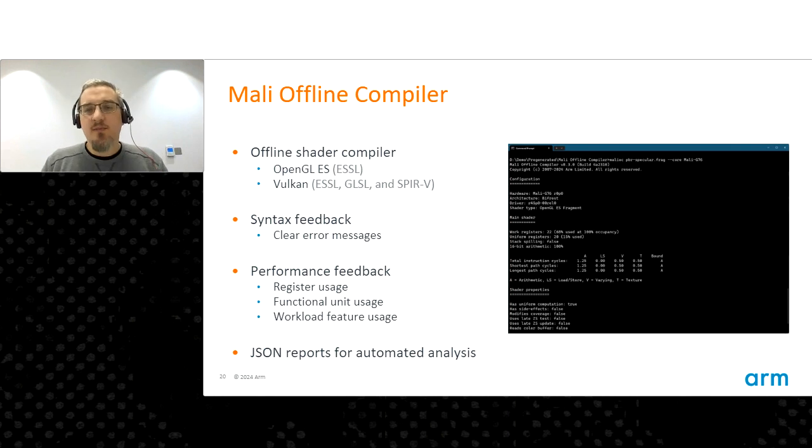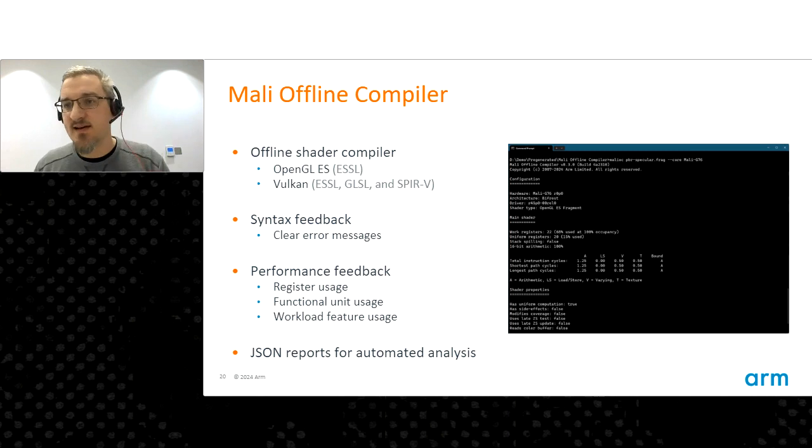We have Mali Offline Compiler. This is one of the unsung heroes a little bit of the tool suite. So it's the driver shader compiler, but as a desktop binary. And you can compile your shaders through that, both source shaders for OpenGLES and SPIR-V shaders for Vulkan, also OpenCL as well if you're on Linux or macOS. And it gives you static analysis about the performance of that shader code, at least as far as the compiler can see it.